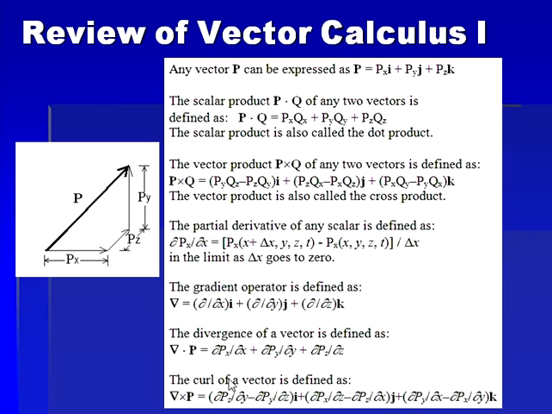And the curl of a vector is defined by taking the gradient operator and crossing it, getting the cross product with p. That expression is much more complicated and is shown here.